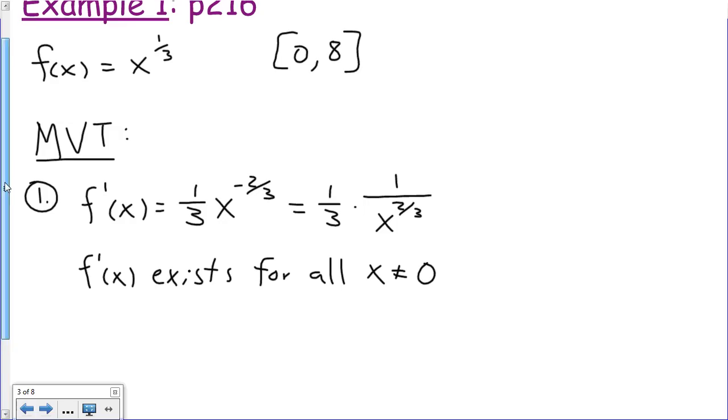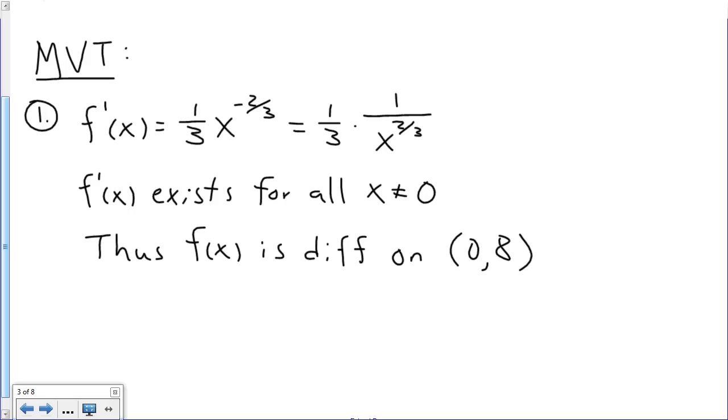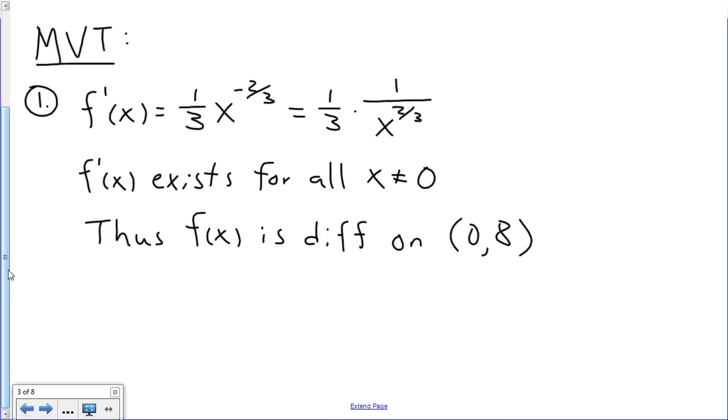So in other words, function f is differentiable for all x not equal to 0. I only need x's from 0 to 8, not including the endpoints there though. So I can state thus f of x is differentiable on the open interval from 0 to 8. If the derivative exists, that's what it means to be differentiable. Then I'm going to have differentiability for all x not equal to 0, but in my case I just have to worry about from 0 to 8. That's the first part of the mean value theorem, the first condition we have to show that we meet.